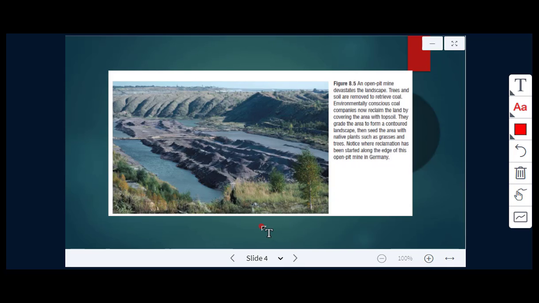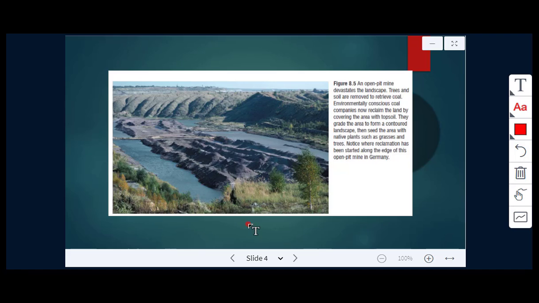All right, so here's an example of an open pit mine. Notice here how it does devastate the landscape. Trees and soil are removed to retrieve coal, and companies that are environmentally conscious will now reclaim the land. They'll cover it with topsoil, and they'll also grade the area to form a contoured landscape, and then they'll seed the area with native plants like grasses and trees.